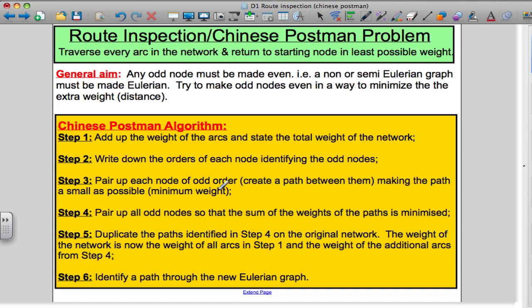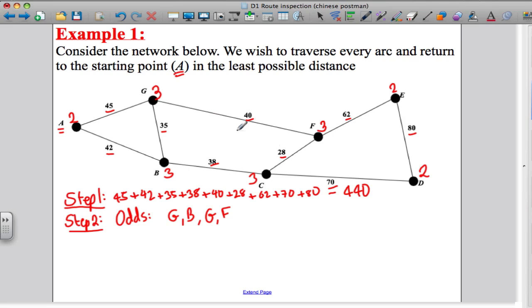Okay, next step. Pair up the odd nodes, making the path as small as possible. Now remember, we know that the postman's going to have to retrace his steps on some of these roads, i.e. we're going to have to create a path for him to walk down, connecting each odd node to each other so that every odd node is then even. So the options available are as follows. So let's do step 3.